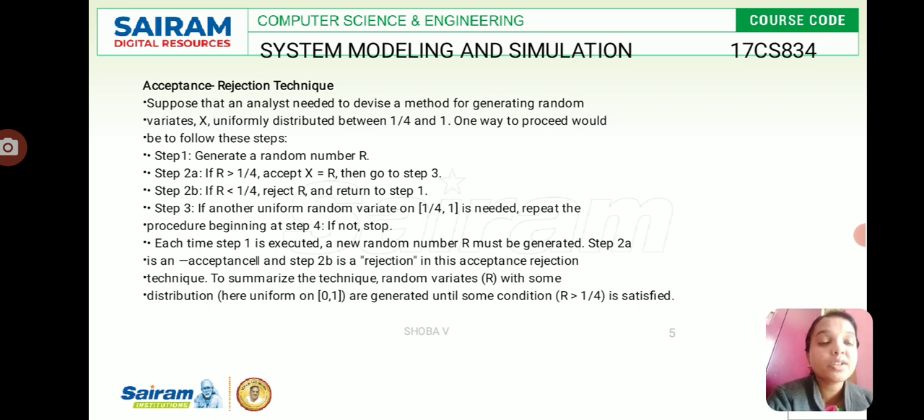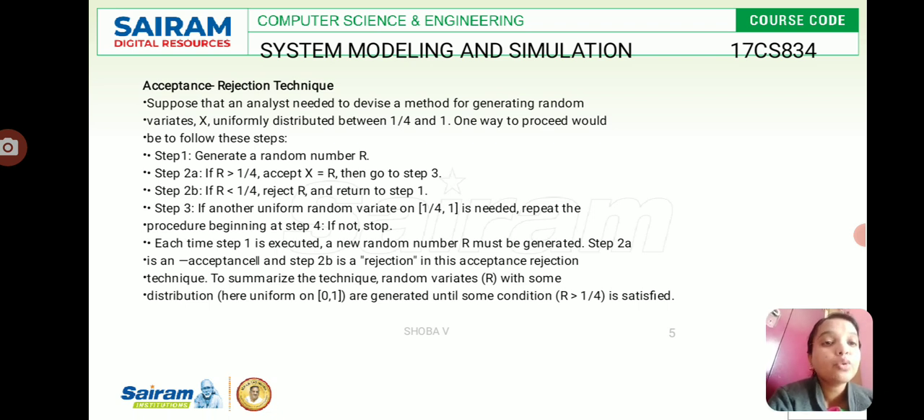So an alternative procedure exists for generating the uniform variate on 1/4 to 1, which reduces the rejection, the acceptance and rejection technique, or an alternative procedure like the inverse transform technique. This is more efficient, and it depends upon several considerations like the computer being used, the skill of the programmer, and the relative inefficiency of generating the additional random numbers needed by the acceptance and rejection technique. So sometimes we can move to the inverse transform technique too.